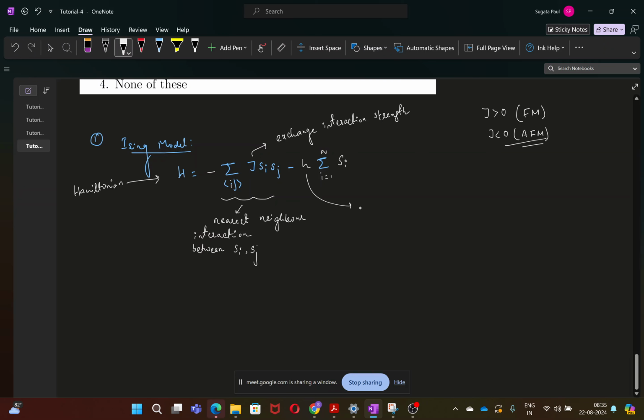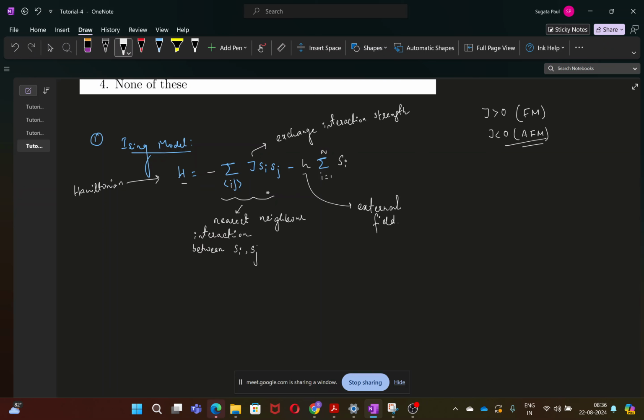The small h is the external field. So I have put it somewhere. It is also taken as capital H, but in this expression I have used small h so that there is no confusion between this Hamiltonian capital H and the external field small h. And Si is the individual spin. So we are taking the sum over all the individual spins. If there are total n spins, then we take a summation from i equals 1 to n. And this is from the external field acting on each of the individual spins, the second term.